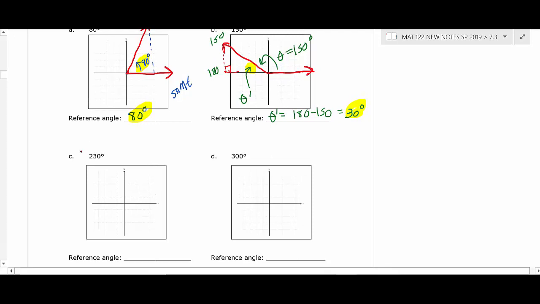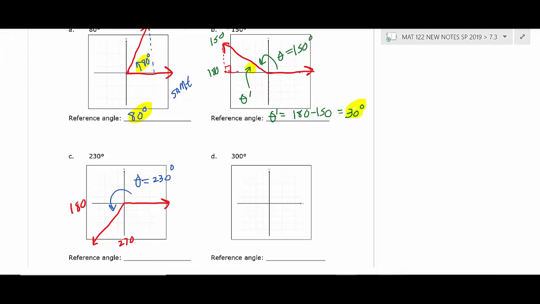Okay, so this is a 230 degree angle. So again, sketch your initial side, count it out. Of course, that's 180 there. This is 270 there. So you're somewhere kind of in here, all right? So let's just put that kind of like that. This is your angle theta equals 230 degrees. And it goes like this then.